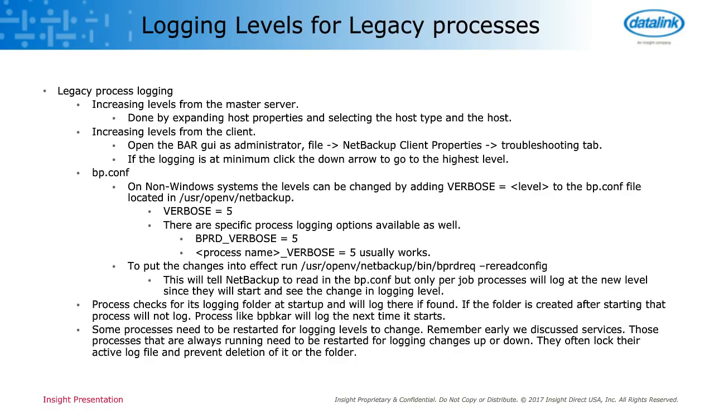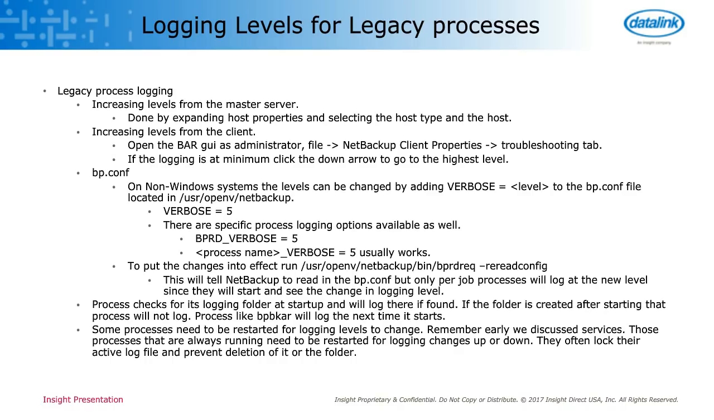So for Linux clients, it's a little bit different, and that's done with this method here, and this is bp.conf. On non-Windows systems, you can change the level of logging by adding an entry to the bp.conf file. What you'll put in there is VERBOSE, space, the equal sign, space, and then the level of logging that you want to use. The bp.conf file is located in /usr/openv/netbackup. An example of that here, you'll see we've set VERBOSE = 5. This will apply to all of the legacy processes, and all of them will be turned to their highest verbosity.